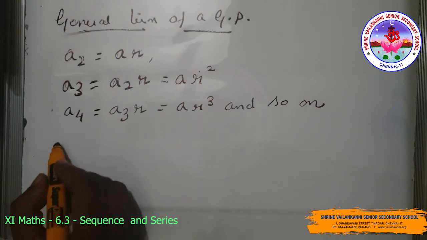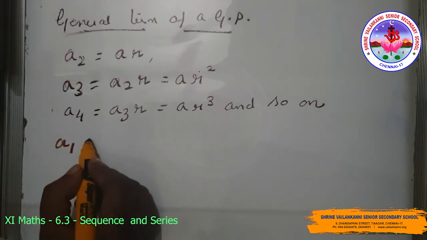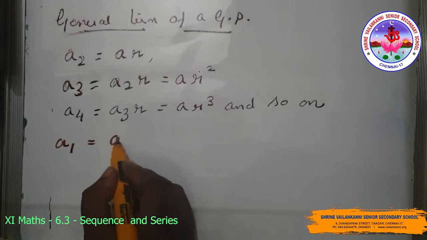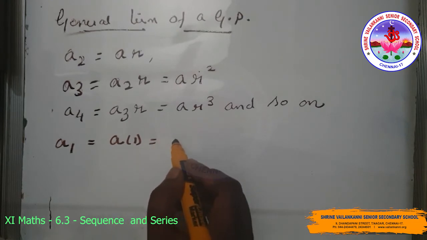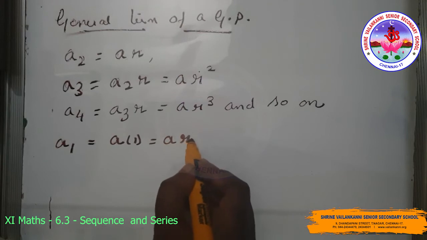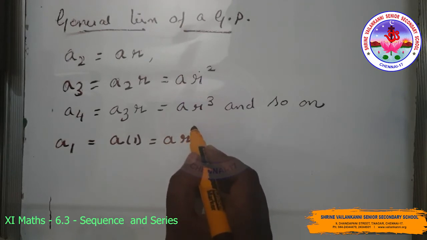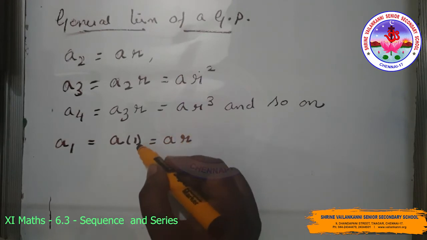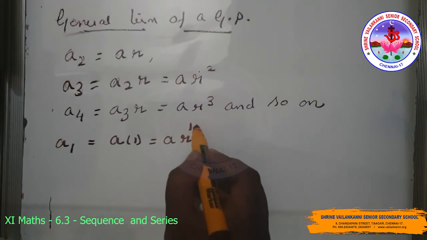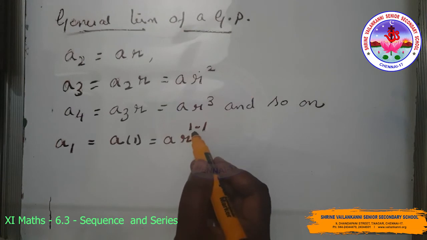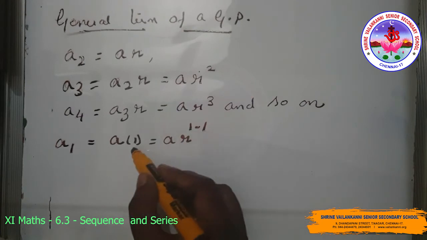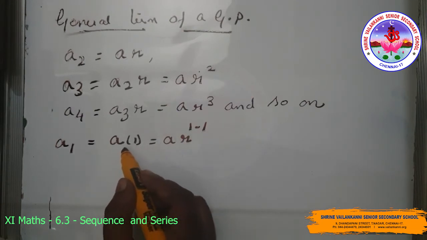We can write the first term A1 as A. We don't have R, so it is into 1. We can write it in terms of R, so A into R to the power 0, since anything to the power 0 is 1. So R to the power of 1 minus 1, and 1 minus 1 is nothing but R to the power of 0. R to the power of 0 is 1, which is A.